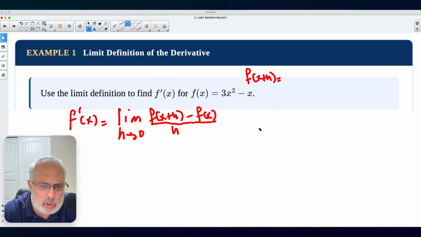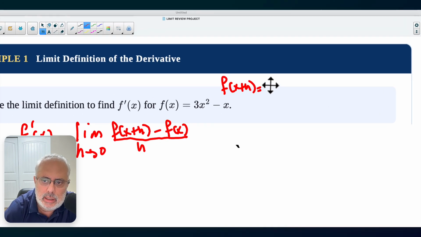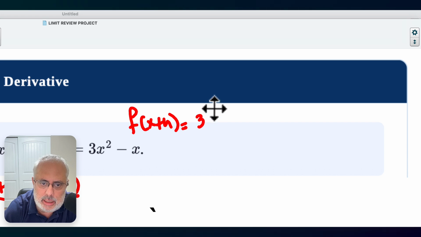Now we have this function right here, 3x squared minus x. We have the definition of the limit. I'm going to do f of x plus h first, which is the first big part of the algebra here. So I'm going to use 3 times x plus h to the power of 2. Okay, this is what I'm doing.